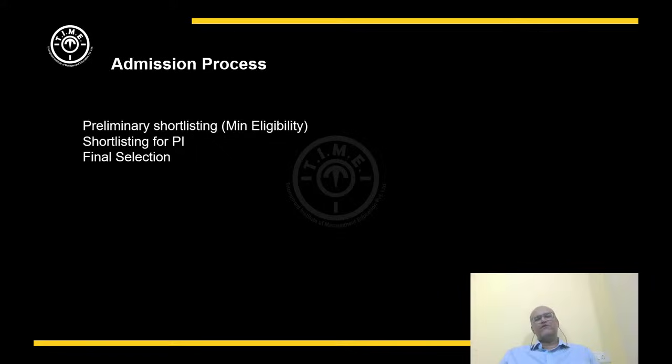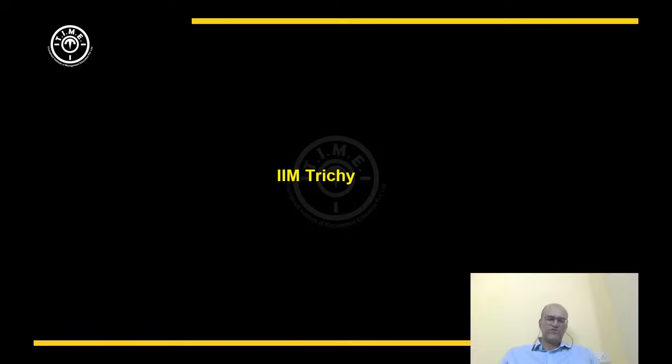Now, let us start looking at some more IIMs in this session. So the first IIM I want to talk about is IIM Trichy. Now, IIM Trichy has not released admission criteria for this year. So here I am talking about last year's criteria. CAT 2024 admission process is being discussed now. For CAT 25, the shortlisting criteria, admission criteria is expected to be released in the next coming few weeks.